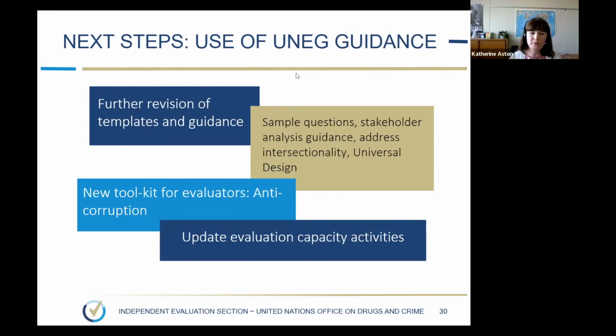So we will be revising all of our templates and guidance, specifically because we found out that they need to be much more practical, as Medea was saying. So we want to include sample questions, stakeholder analysis guidance, as we know that's really important, and generally address intersectionality and universal design. We're also developing a new toolkit for evaluators on evaluating anti-corruption interventions. And we will include the UNEG guidance as a resource in there and include much more practical steps. That was some of the feedback we got from our evaluators when they piloted the last toolkit. So that's what we'll be working on.